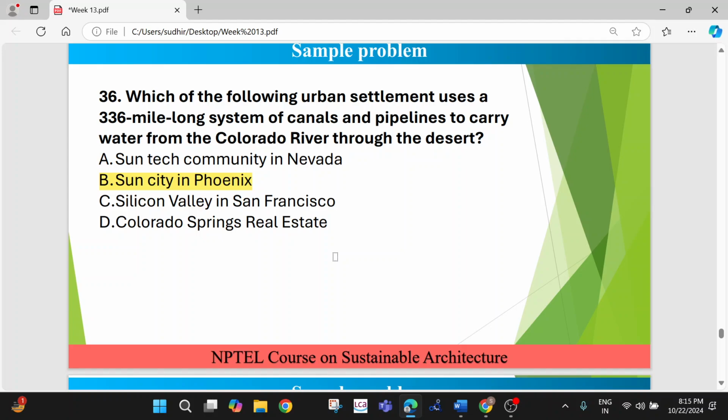Question number 37. If everybody is fine with option B, then we can move to the question number 37. Can we move?